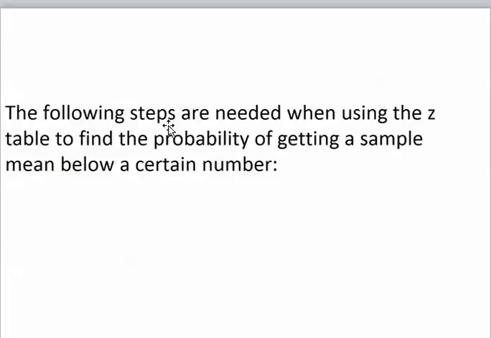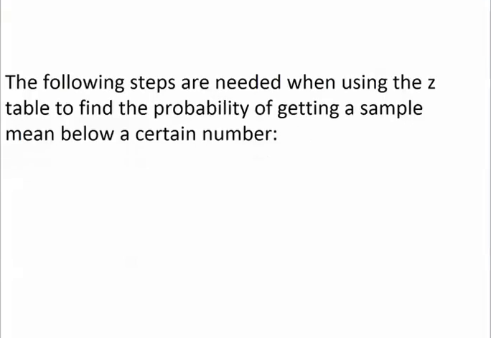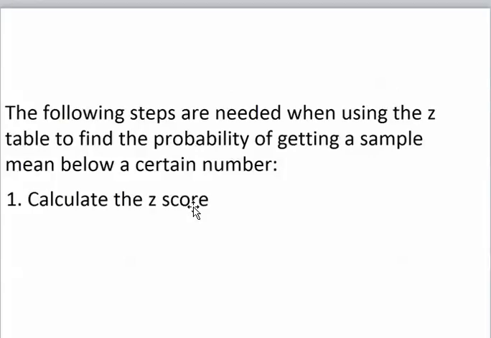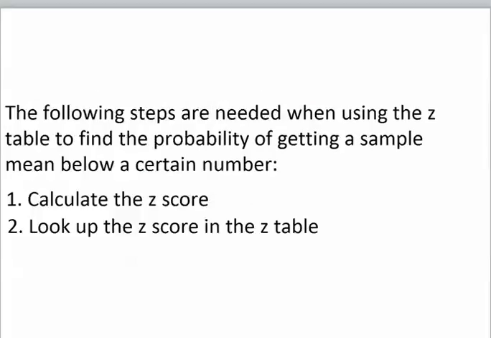So the following steps are needed to use a z-score to find the probability of getting a sample mean below a certain number. First, we have to calculate the z-score of the sample. I already showed you how to do that. Then the next step is to actually go to a table called a z-table and look up the z-score. When you look up the z-score, it actually tells you the probability that you're looking for. It tells you the probability of getting a sample mean below the number that you're interested in.